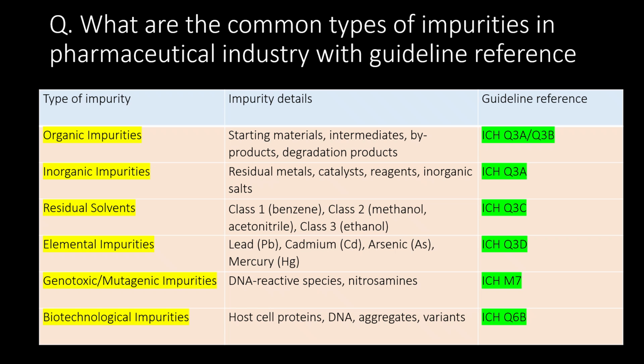What are the common types of impurities in the pharmaceutical industry with guideline reference? You can refer to the below table for type of impurity, impurity details, and guideline reference. The common types of impurities are organic impurities, inorganic impurities, residual solvents, elemental impurities, genotoxic or mutagenic impurities, and biotechnological impurities.